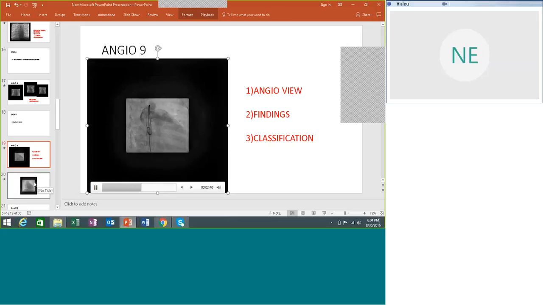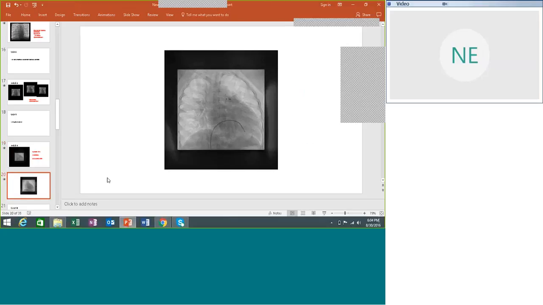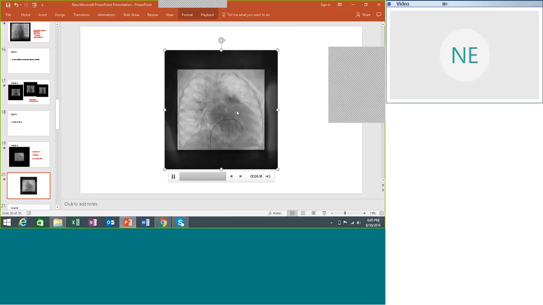Okay, so what we did, if you don't have any options, what we did is, someone says cath for PA pressure, it can be device closed, yes. So what we did was, we closed it with the device. Very good.